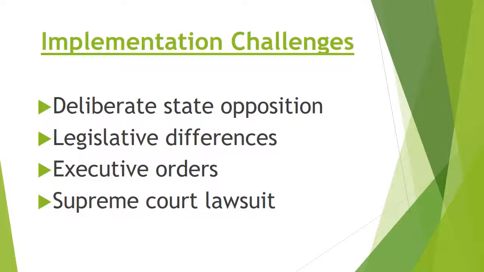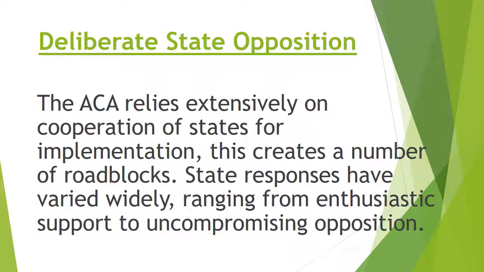Some of the key implementation challenges facing state and national policymakers are deliberate state opposition, legislative differences, executive orders, and Supreme Court lawsuits. The ACA relies extensively on cooperation of states for implementation. This creates a number of roadblocks. State responses have varied widely, ranging from enthusiastic support to uncompromising opposition.